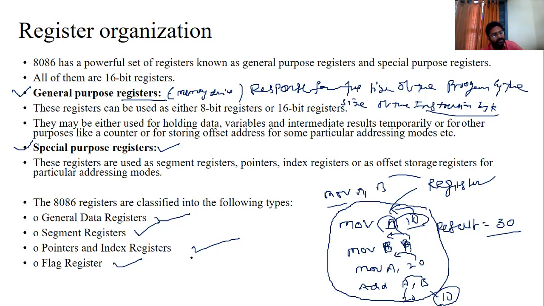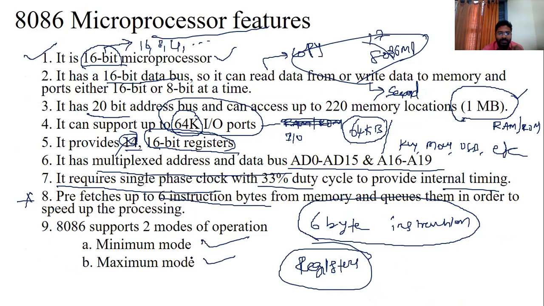This is the register. We have different types of registers available. So these two points are satisfied. Now, what is the third point? It has a 20-bit address length. This memory is 1 MB. So remember, whenever anyone asks what is the memory size of the microprocessor, it is 1 MB.